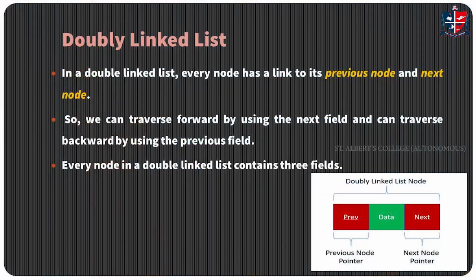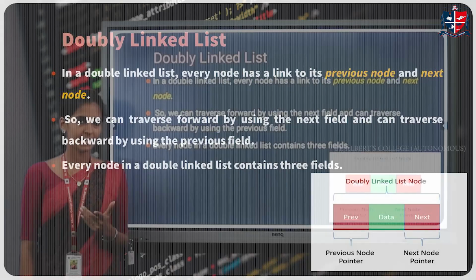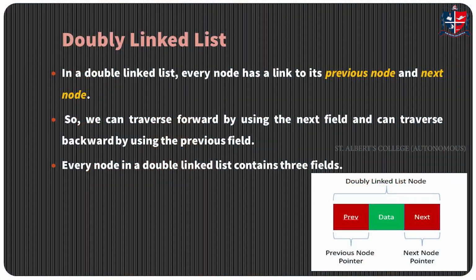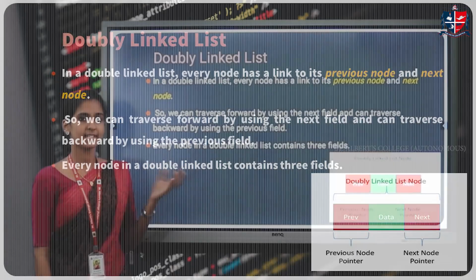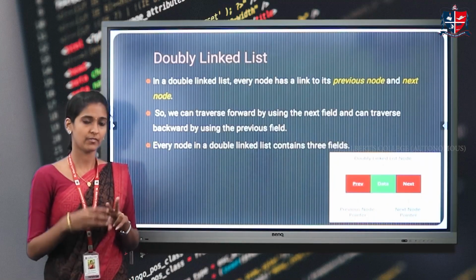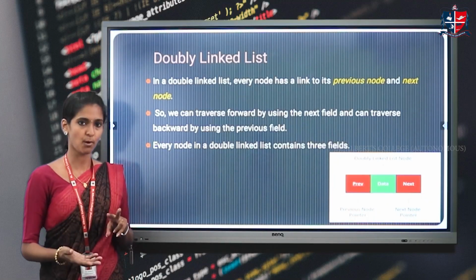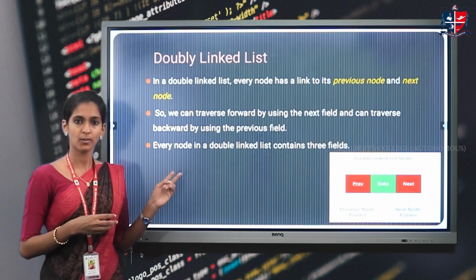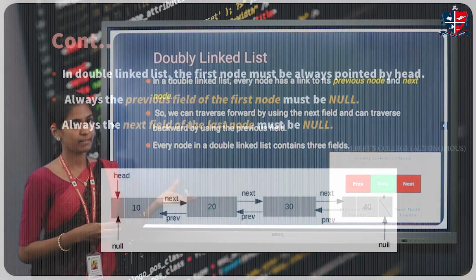Then there is one more linked list, that is the doubly linked list. In the case of a doubly linked list, it consists of three fields: the data and two addresses. The data is the actual information stored, and two addresses are stored. The first is the address to the next node, and the previous address is also stored in the doubly linked list.